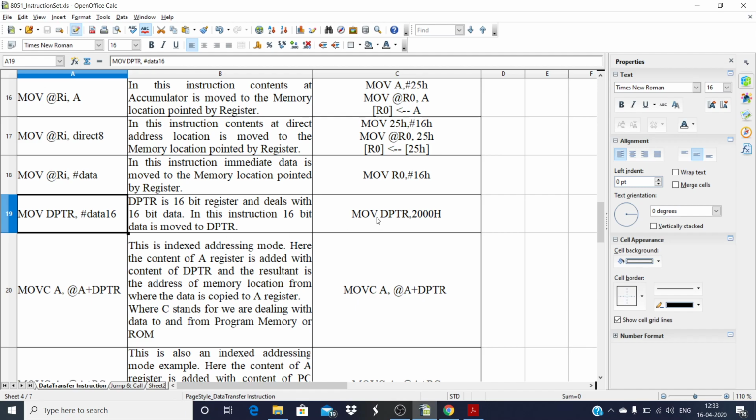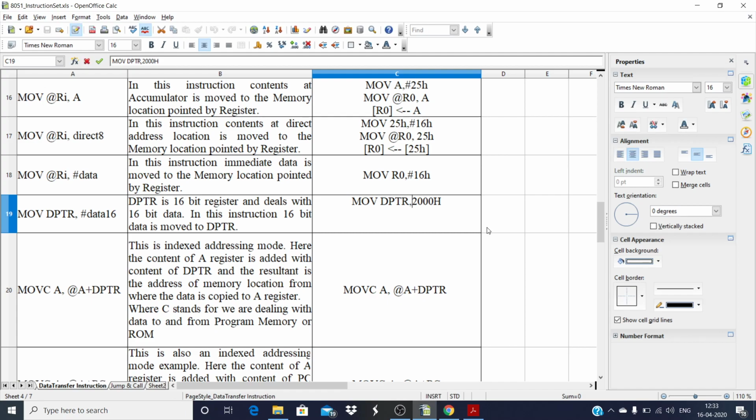So for example, MOV DPTR, 2000h. To write it more accurately, we should write it as hash. So the value 2000 will be moved to the register DPTR.